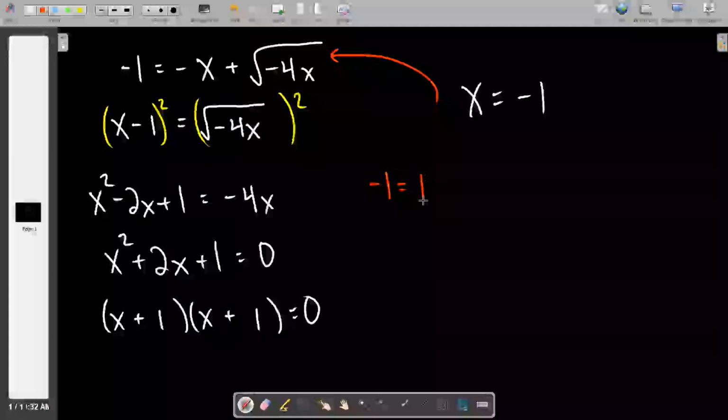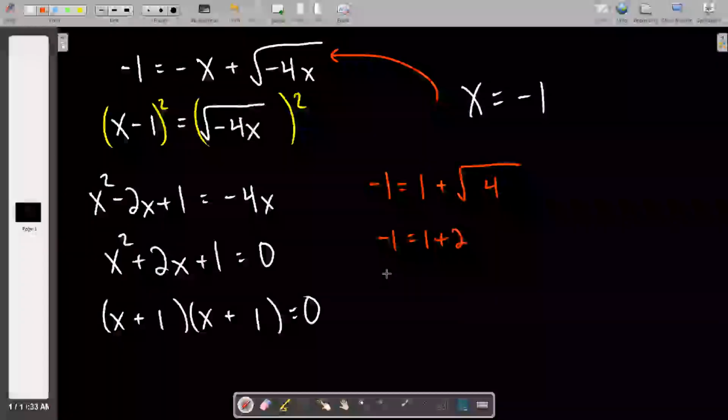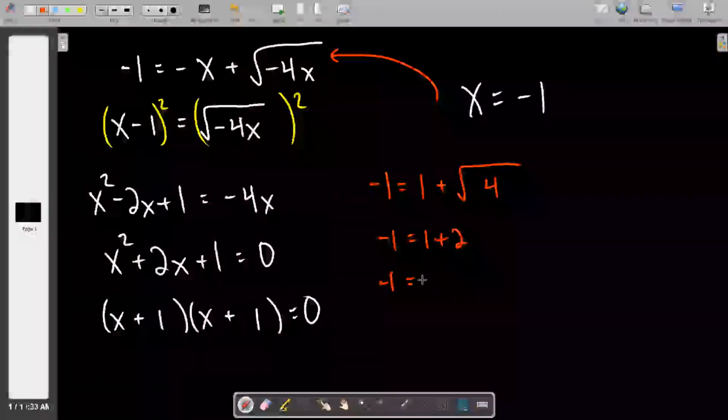That's actually going to be +1, because it says negative x and x is -1, and the negative of -1 is 1. And then I'm going to put plus the square root of, put -1 in place of the x inside. What's -4 times -1? 4. What's the square root of 4? So we have -1 equals 1 plus 2. And unless they've changed the rules, I believe -1 does not equal 3. Would you agree with that?